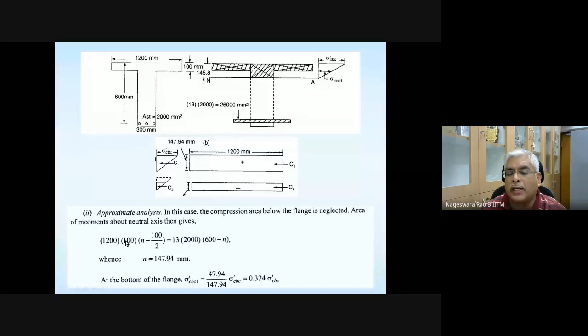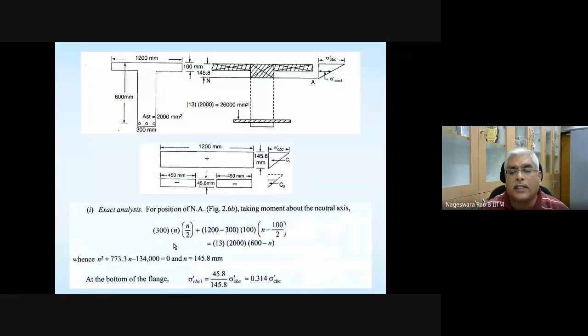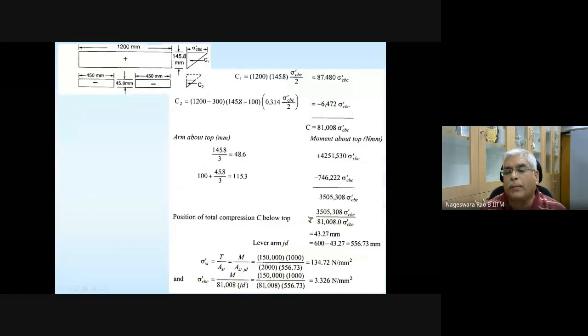1200 multiplied by 100 multiplied by (n minus 100 divided by 2) is equal to 13 multiplied by 2000 multiplied by (600 minus n). Take a note of this equation quickly. Okay, now let's compare that equation with this equation, then you will understand the difference. Neutral axis depth is calculated ignoring the small portion in the web for the approximate analysis.